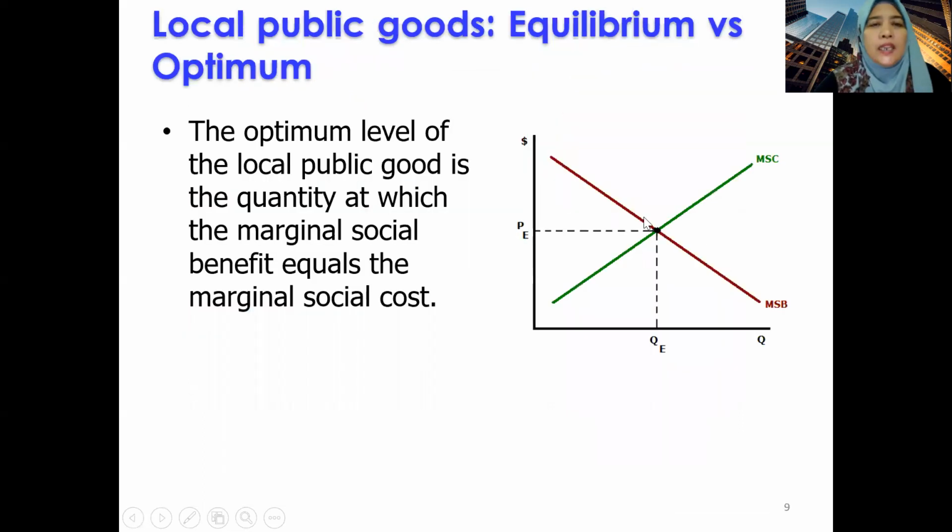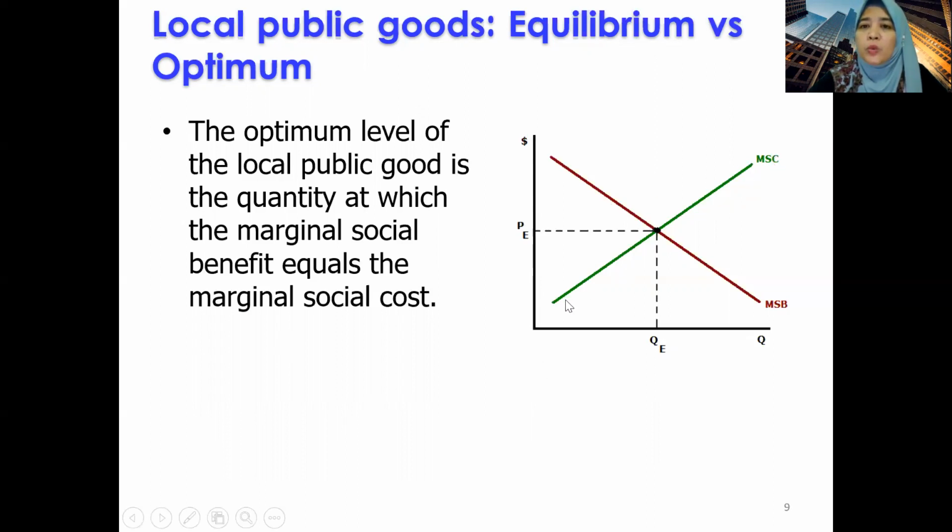Now, we look at this diagram and we see the difference between equilibrium and optimum levels of local public goods. The optimum of the local public good is the quantity at which the marginal social benefit equals the marginal social cost. Again, when MSC intersects with the MSB, that is the optimum level. But is the optimum level the equilibrium level? We are going to see that in this diagram.